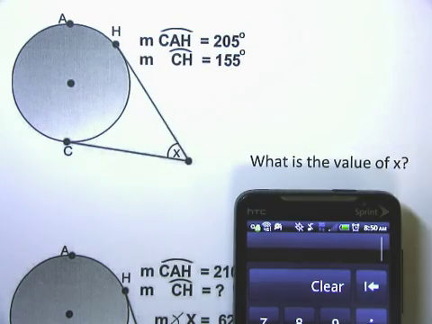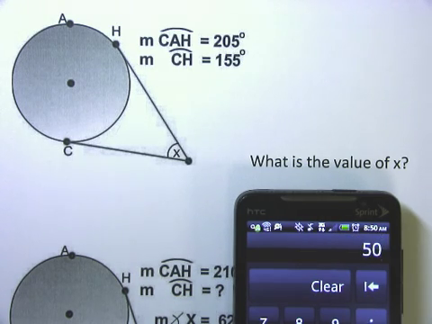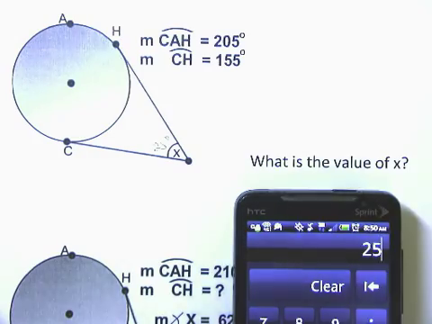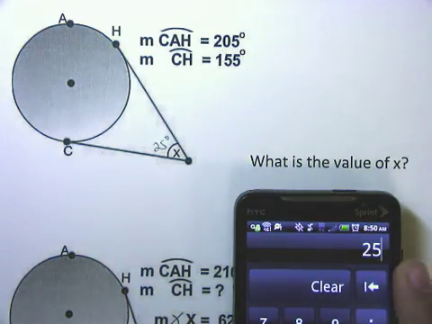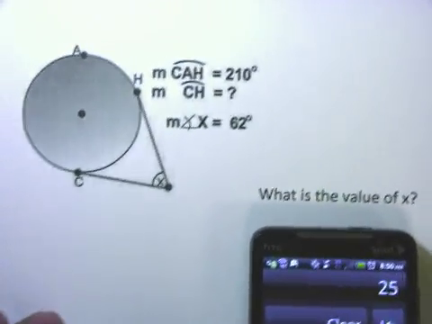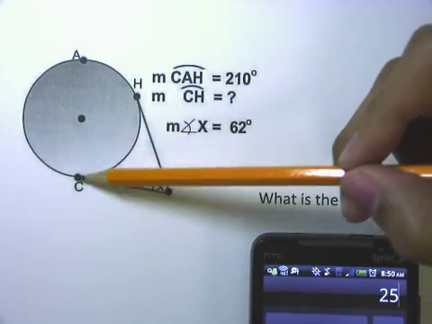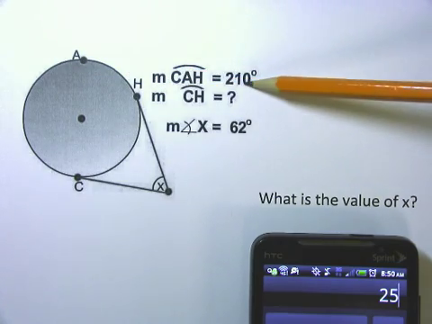What I'm going to do is subtract them. I'm going to subtract the big arc on the outside of the lines minus the little arc inside, and then I'm going to divide by 2. So 205 minus 155 is equal to 50. I'm going to divide by 2, and that's going to give me 25 degrees. So this angle right here is going to be 25 degrees. Let's take a look at another example.